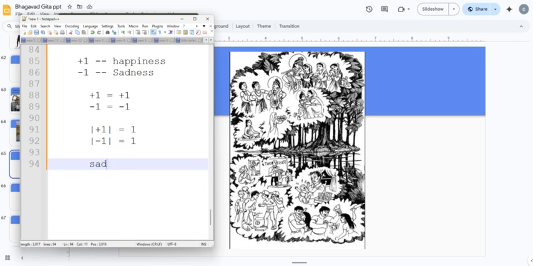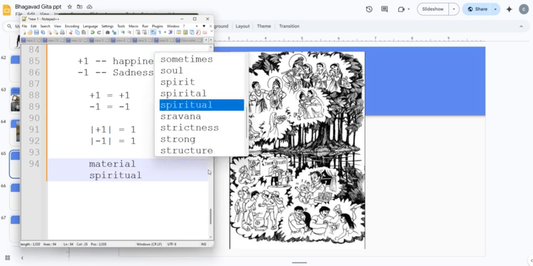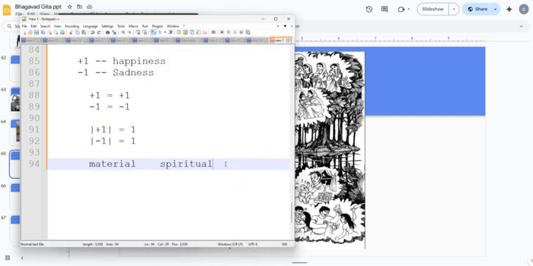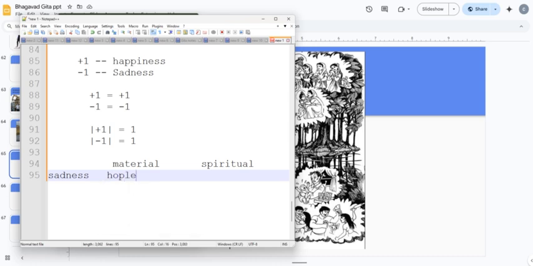there is sadness, okay? Material and spiritual. Okay. Sadness. What is the quality of sadness in the material world? What is the quality of sadness in the material world? It is hopeless, right? Yes or no? So, a hopeless kind of situation.